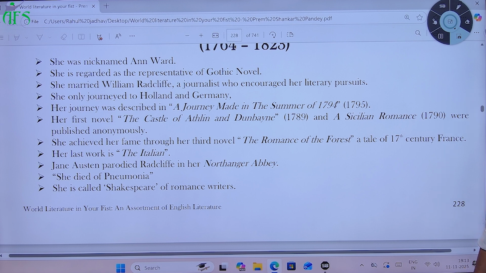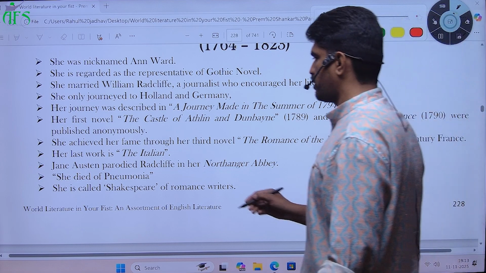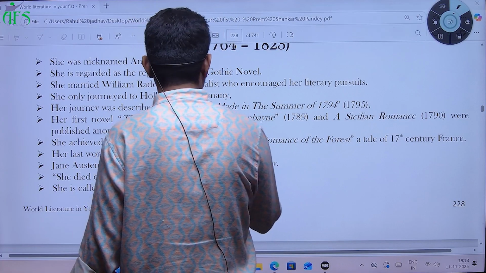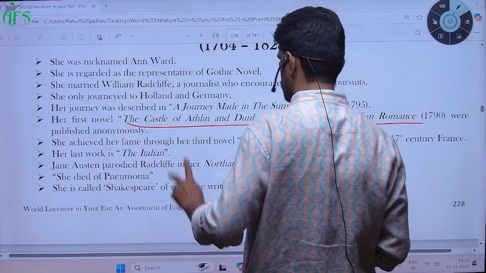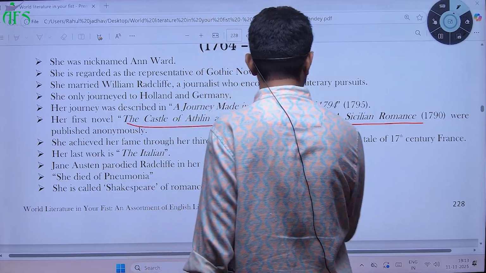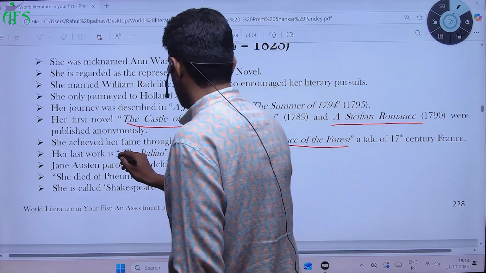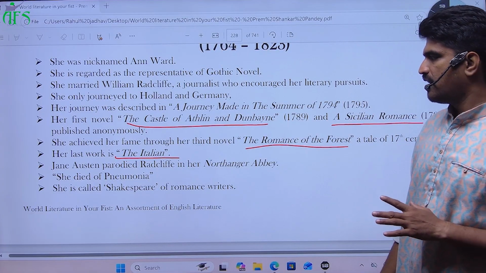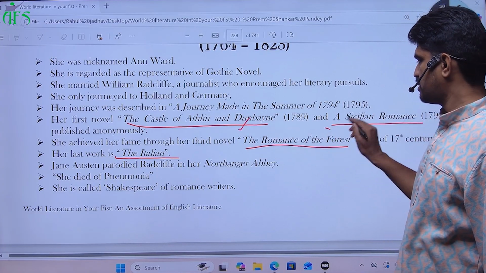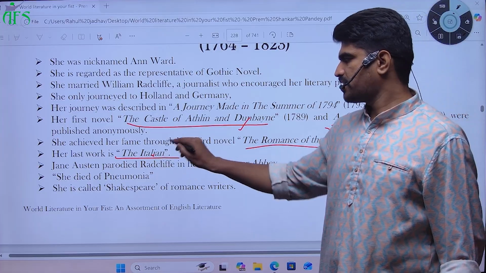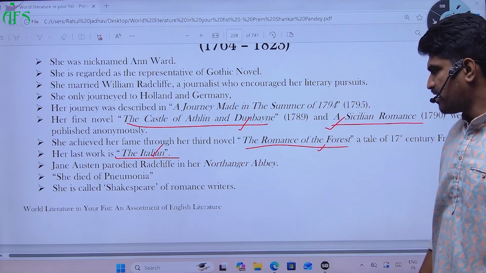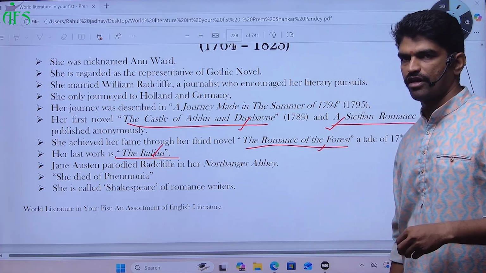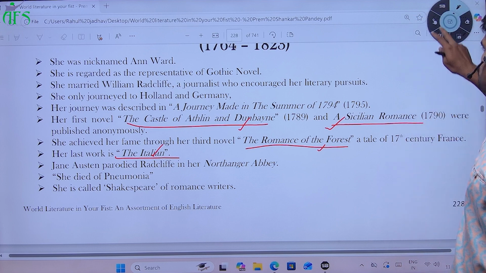By which novel? Now we may have a list of the four novels. So we have her four novels here. Exactly: The Castles of Athlin and Dunbayne and The Sicilian Romance, two novels, The Romance of the Forest, and then The Italian, which is her last work. So if we get a list of these and are asked by which she got fame, definitely we have to mention The Romance of the Forest, which is based on 17th century France.